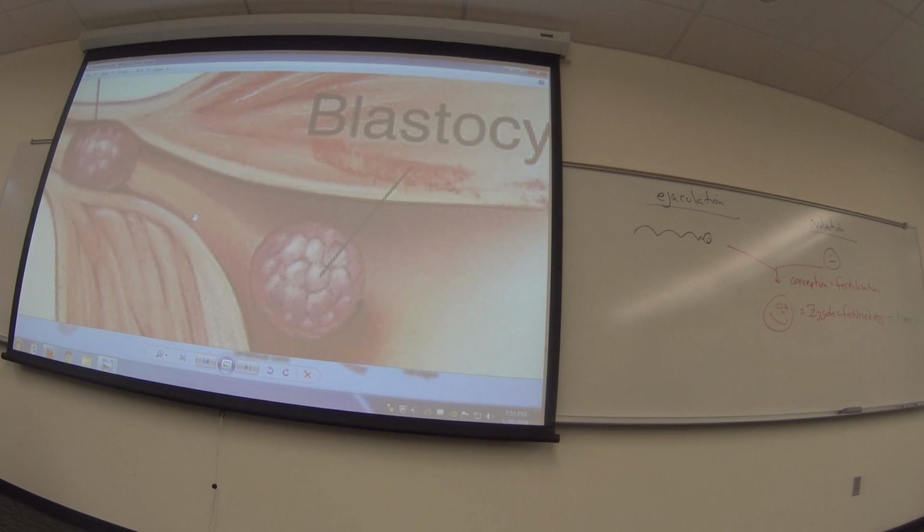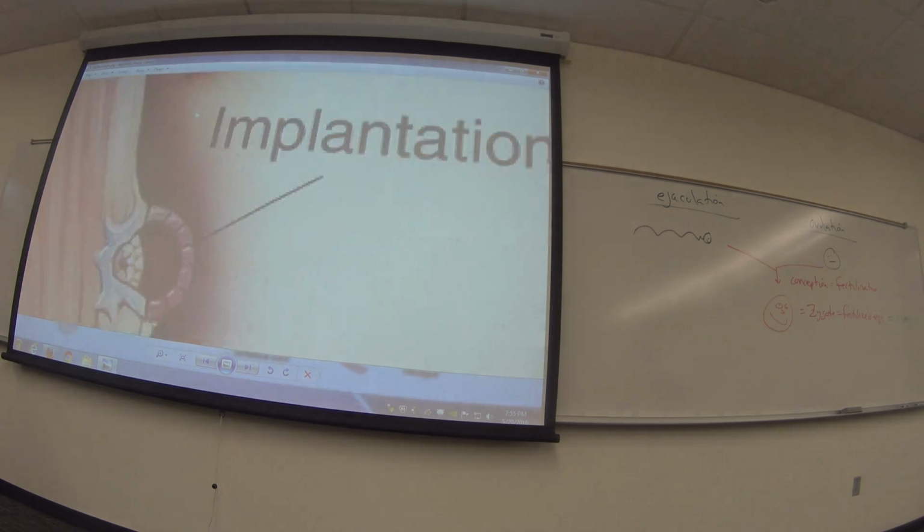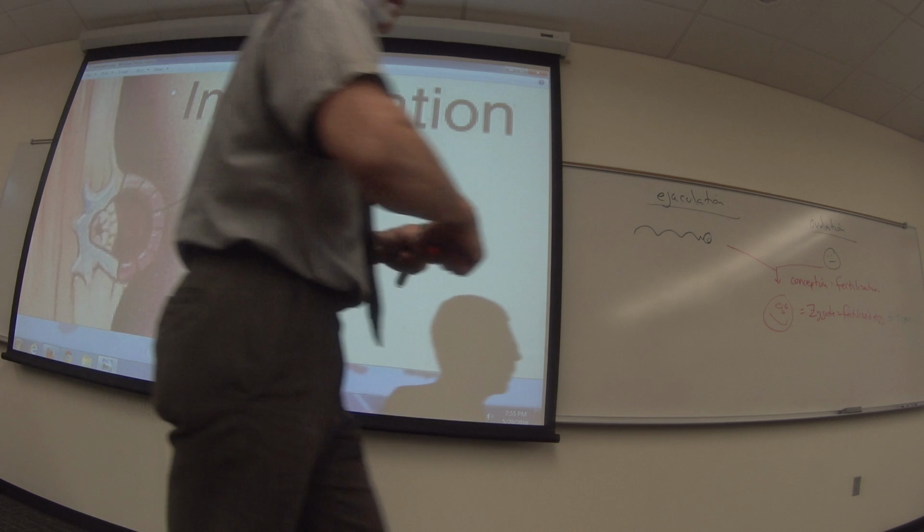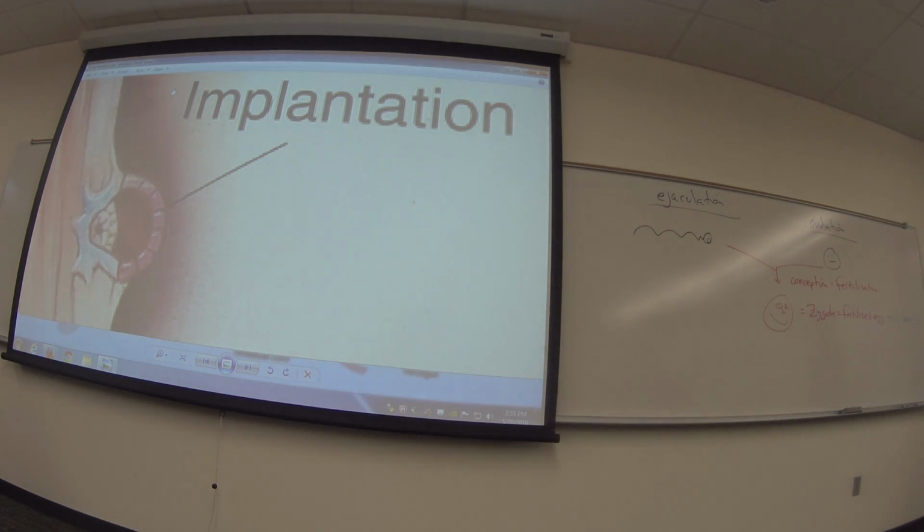What am I going to do after I do cleavage? What's next? Implantation. So there it is. We're going to implant. So step 2 is implantation. Implant where? Uterus. It's the endometrium. You learned last week and was on your test. So we're going to implant into the endometrium.